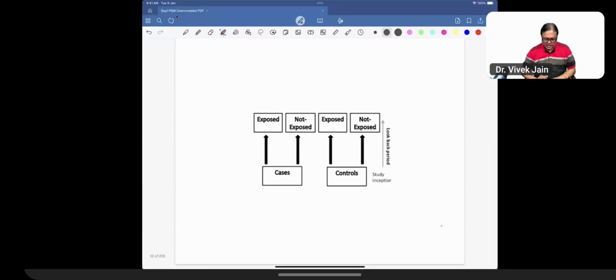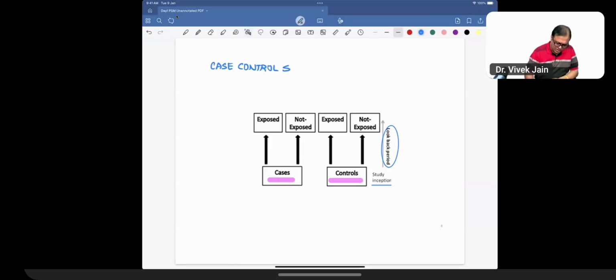Now look at this. Can you tell me which particular study design this is? Yes, this is a case control study. Actually, there are 3 clues in the photograph. This is the first one: we are going in a backward direction. You can see, everything is written in the image. Case control, we are looking backward in period or time. And the third clue is the study starts here along with cases and controls. Look at the direction of the arrow. It is going from disease to exposure. This is a case control study.